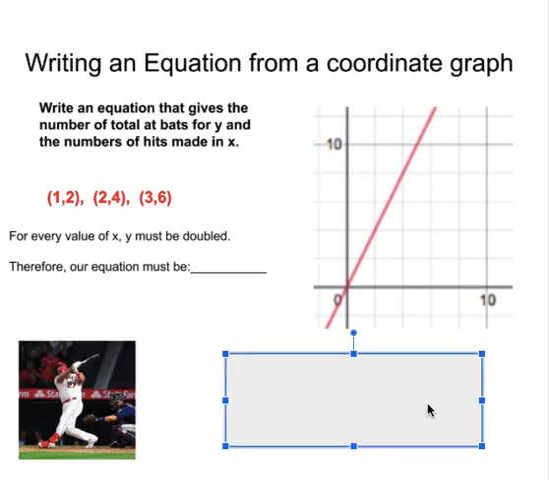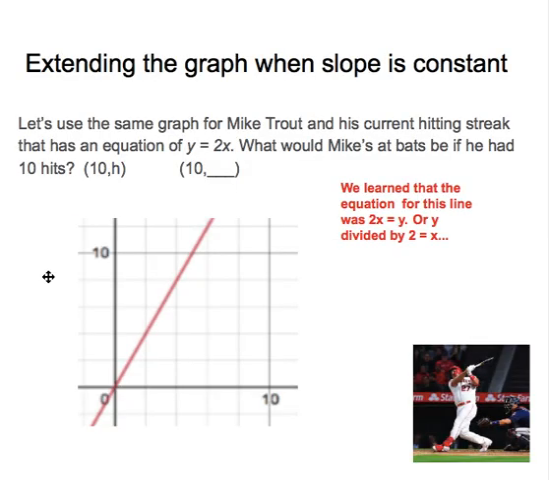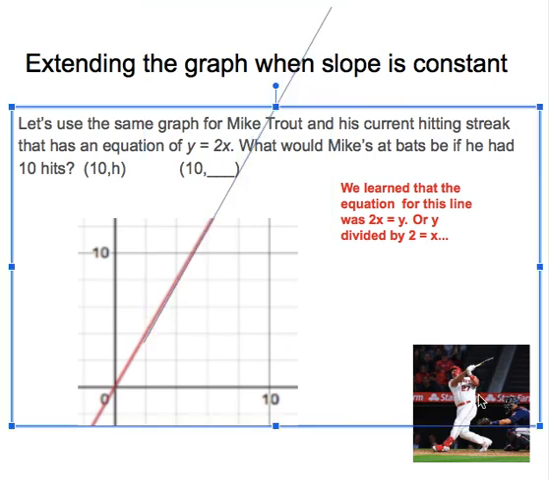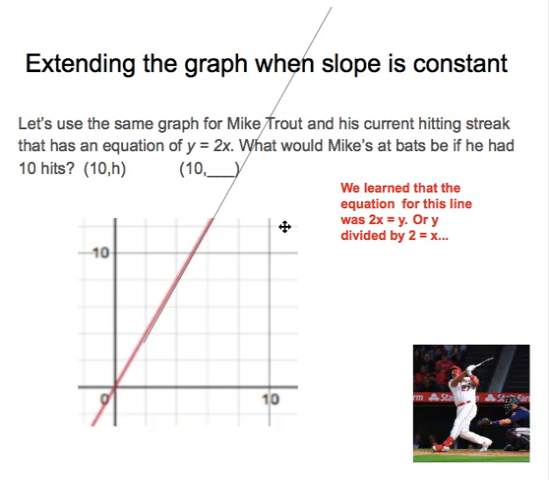So that's our equation for this baseball problem: y equals 2x. And now if we extend the graph, let's say we keep going along this line, we could take that line as far as we want. So if we have that line going on and we extended it, we're going to use the same graph for Mike Trout and his current batting streak, if it's still y is equal to 2x. Well, what would Mike's at bats be if he had 10 hits?